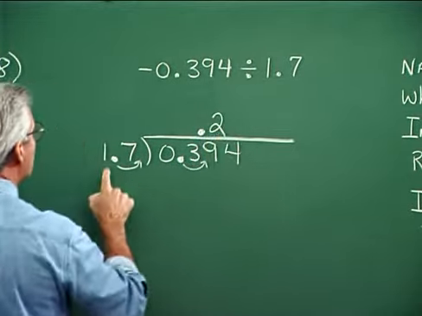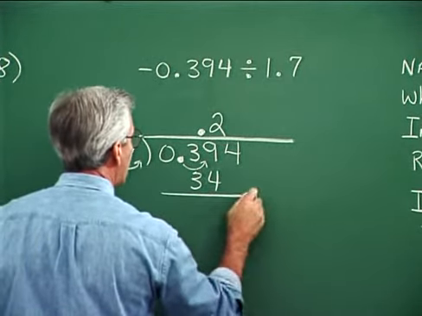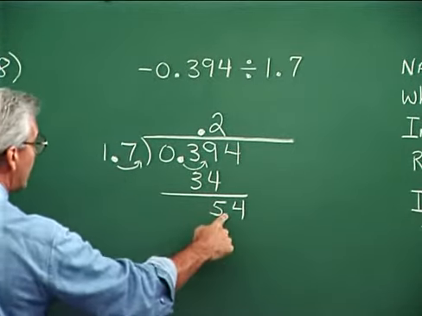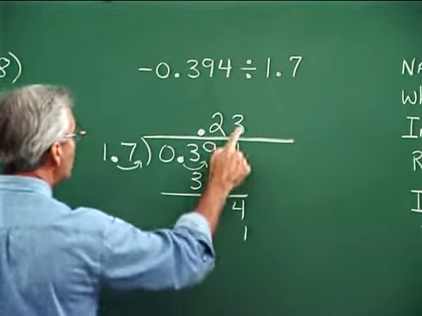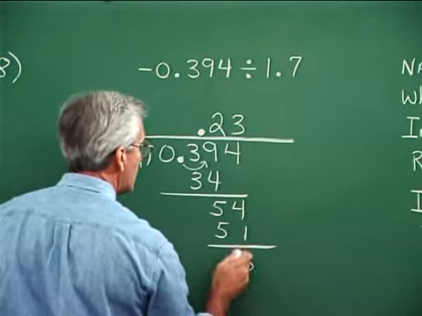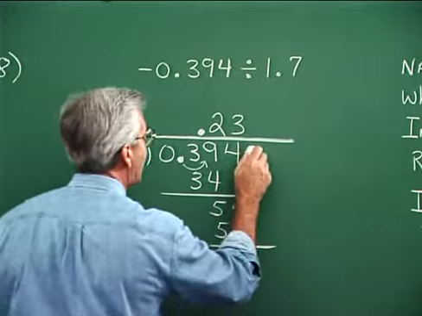So 2 times 17 is 34. And then draw the line and subtract. We get 5. Bring down the next digit. 17 into 54 goes 3 times. 3 times 7, 21. Carry 2. 3 times 1, 3, and 2, 5. Subtract, we get 3. And now if we want to continue the division process, that's easy enough to do.